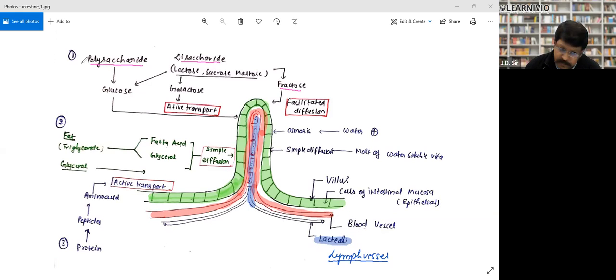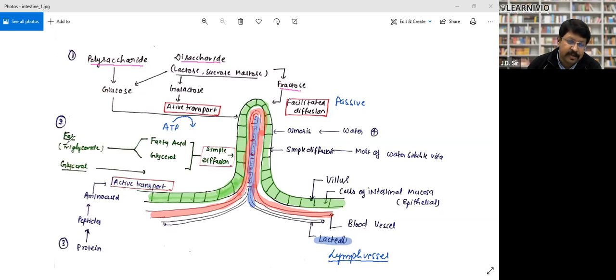Now first come to polysaccharide or glucose. Glucose and galactose are absorbed by active transport. Active transport means expenditure of energy takes place, so ATP will be utilized over here. Fructose is taken by facilitated diffusion. Facilitated diffusion is passive absorption, no expenditure of energy takes place. That's how the absorption of sugar takes place by the surface of villi.